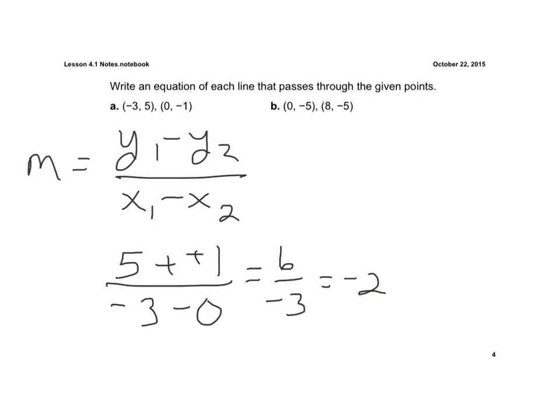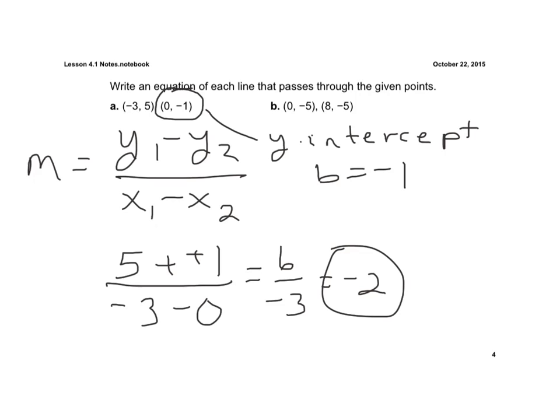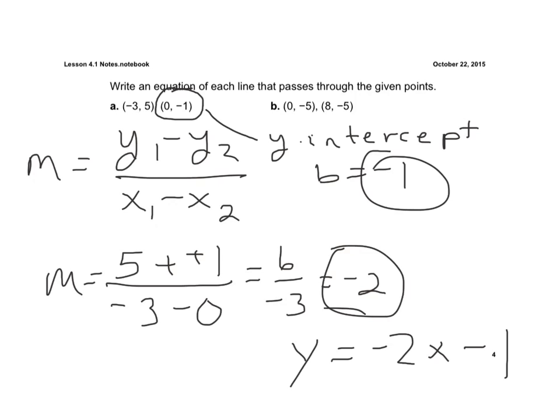And again, this point right here is our y-intercept because it has the x value of 0. So that means our b is equal to a negative 1. And these are the two things we need to know. We need to know that our m is equal to and our b. So my equation is y equals a negative 2 times x minus 1. And there's the answer for letter A.